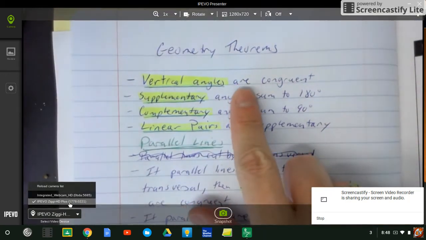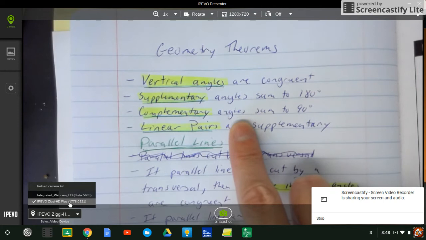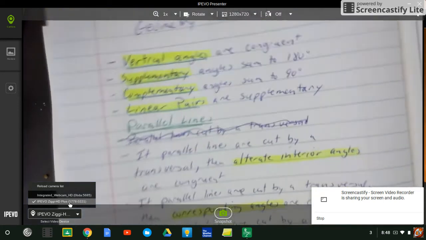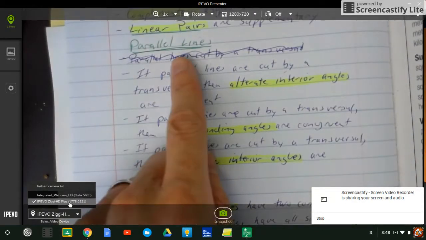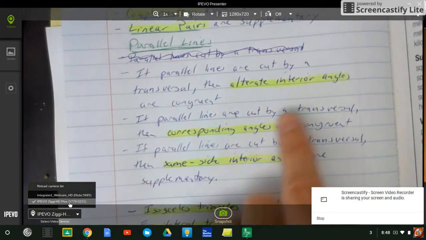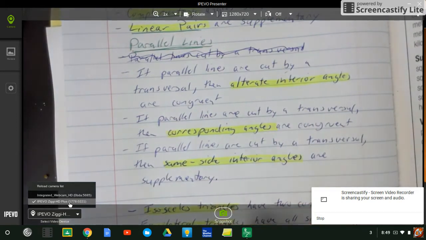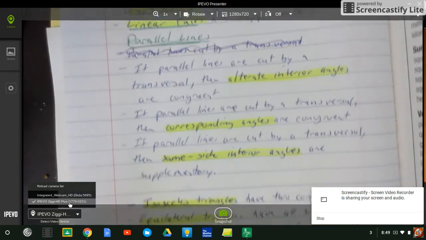You can see my vertical angles. All these that we talk about angles. And I highlighted the important words. And as we go on, there's more than that. Remember all the stuff we talked about, parallel lines? I started a lot of that. Now I left out alternate exterior, but they work the same way. Corresponding, same side interiors is supplementary.